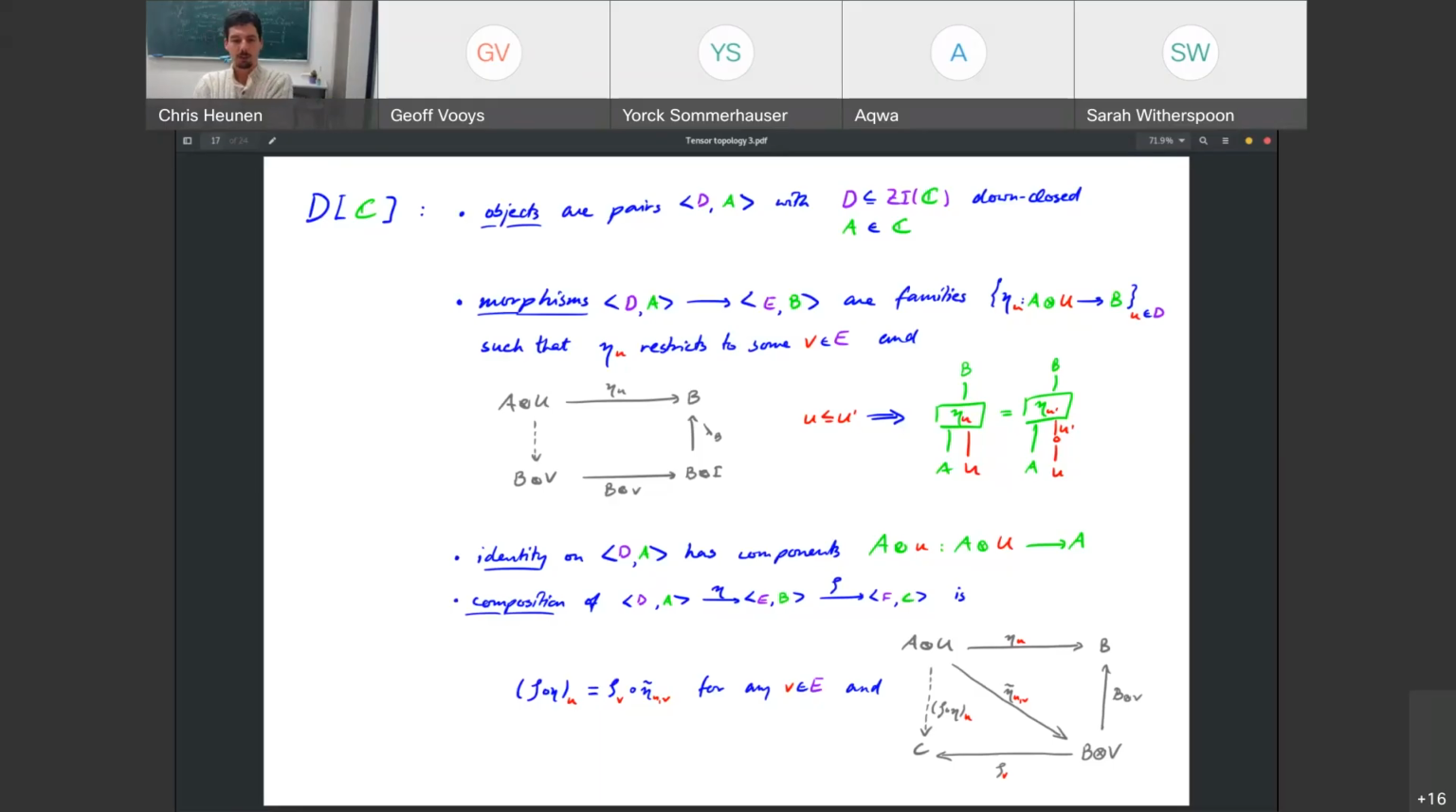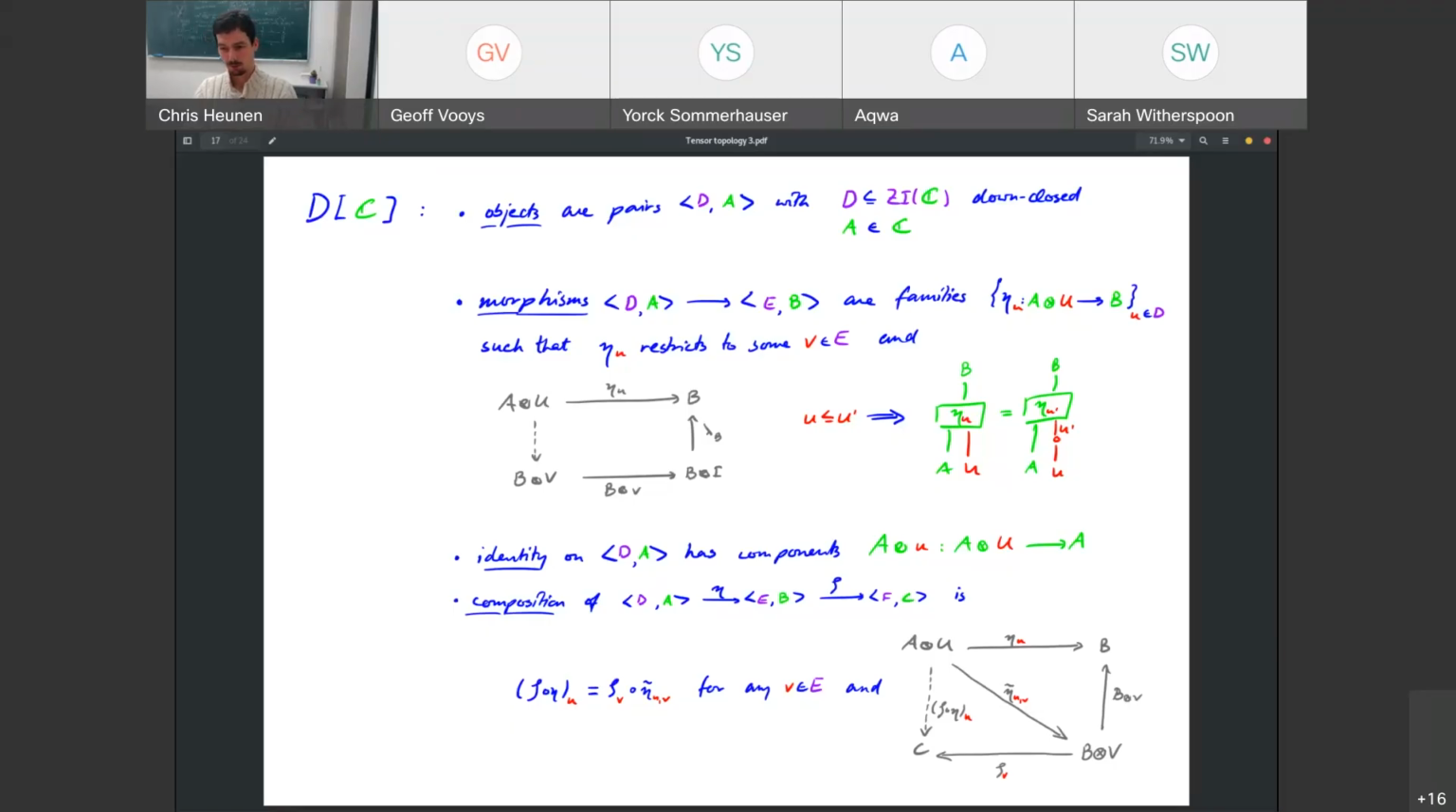The identity on an object A in D of C just has components where you keep the A intact and forget about the U. That's a fine morphism. And composition of two such morphisms is sort of done central idempotent-wise, if you like. So you give me eta and zeta. I have to produce something that goes from A tensor U to C for all the U's in D. What do I do? Well, I'm promised that eta U factors through something in E. So I first do eta U, I factor it through something in E, and then I do the zeta for that thing in E, as on the bottom right picture there.